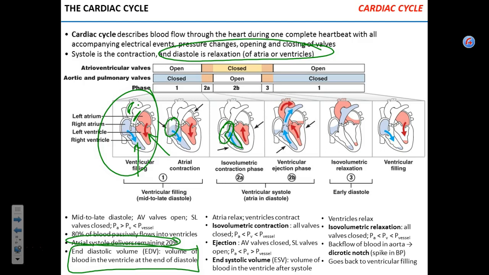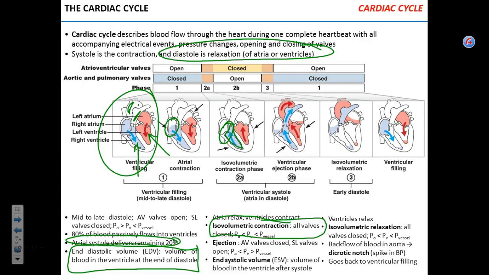Since both outlets are closed, the volume of the blood in the ventricle doesn't really change because blood doesn't go anywhere. Does that make sense? But the ventricle keeps squeezing. This part of the cardiac cycle, when the ventricle contracts but the volume of blood inside of the ventricle doesn't change, is called isovolumetric contraction phase. Does that make sense?